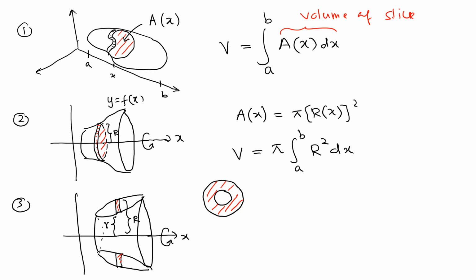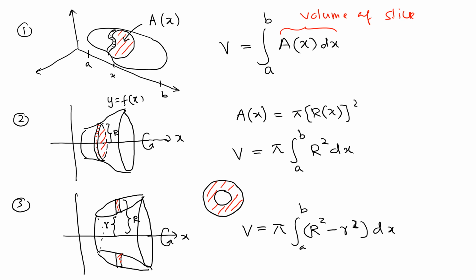So in this case the formula is very similar. It's an adjustment of the previous one, the disk method. The area is again from A to B, but you take the larger radius, the large circle, minus the small circle. When you subtract the two, you get the shaded region. So that's the formula for the washer method.